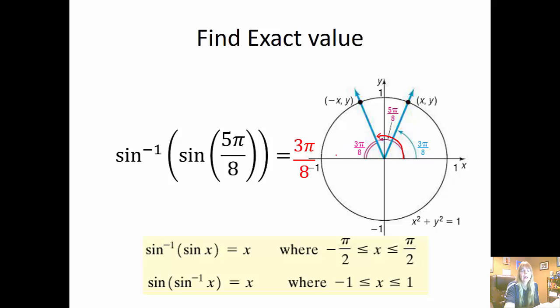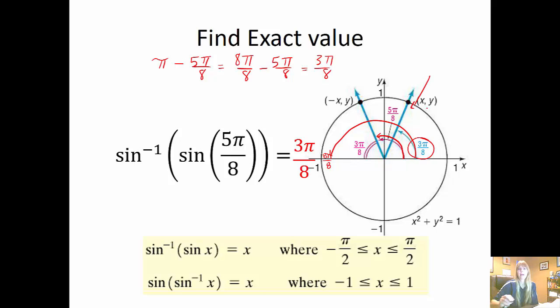I'm not in the right domain. And I said that my pi here is the same as 8 pi over 8. Well, notice if I take and subtract 8 pi over 8 and 5 pi over 8, I get my angle. So pretty much what you're doing is taking pi minus your angle to move it. And you just have to do that whole, all the kids are doing it these days, where you get the least common denominator. And so you just have to do that to move it over to the right domain.